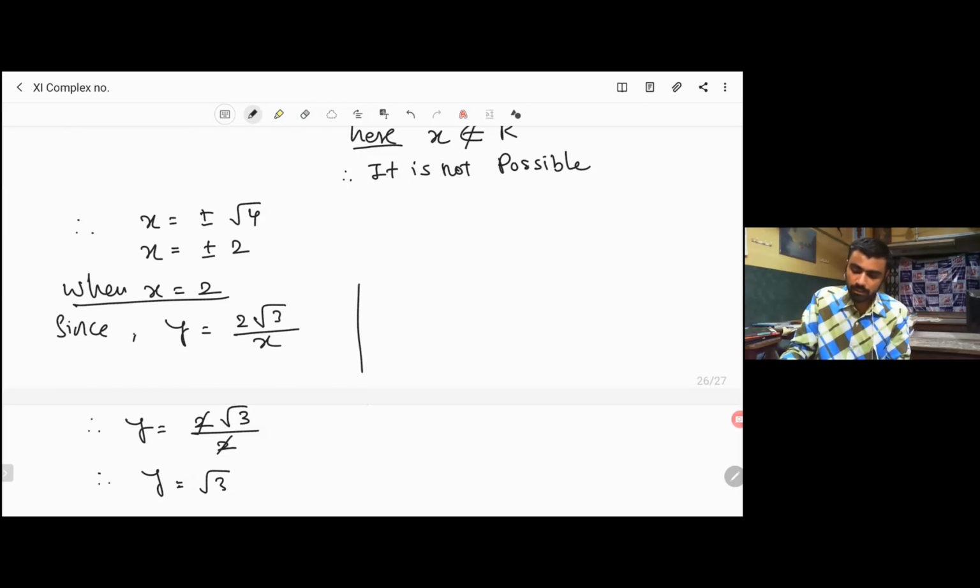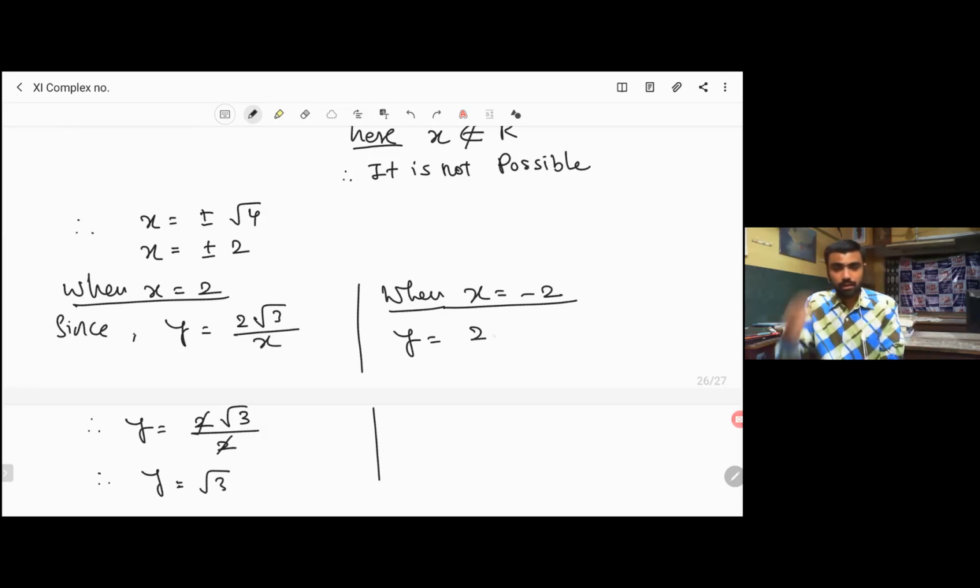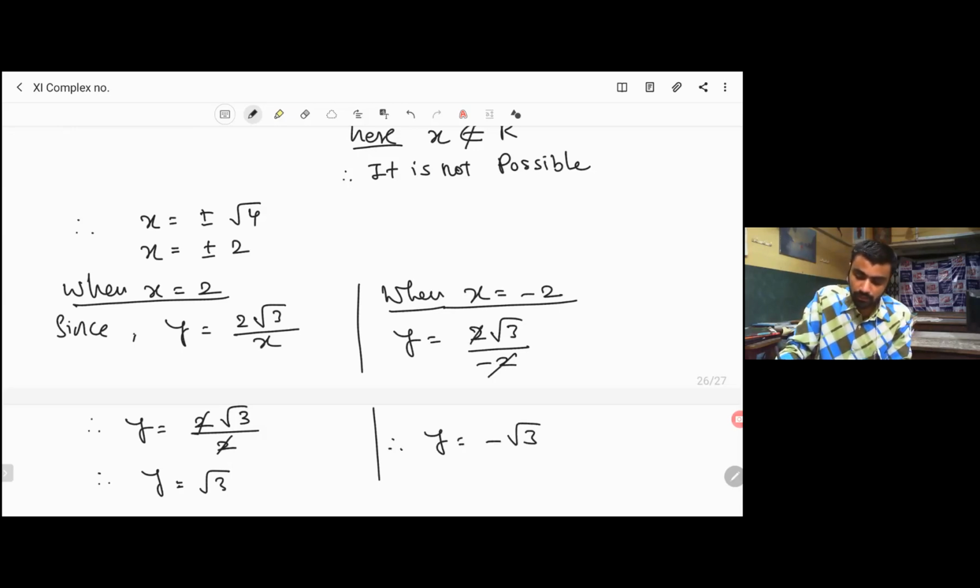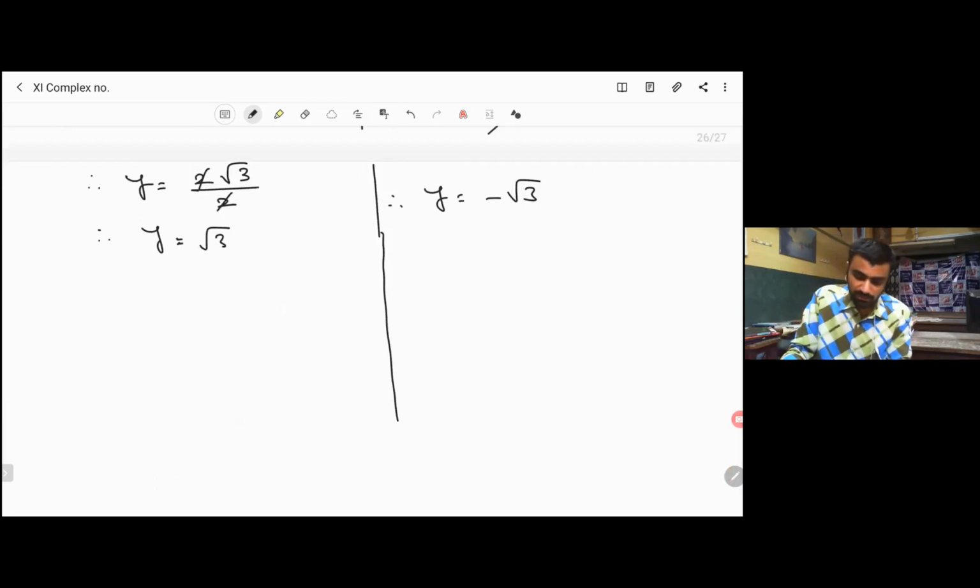Secondly, when x is equals to minus 2, at that time y value will become 2 root 3 upon minus 2. 2 to cancel, minus still remains, therefore y is equals to minus root 3. Now on the basis of x and y, you are going to generate actual required square root. What is the actual square root? हमने जो assume किया था, required square root was x plus yi.